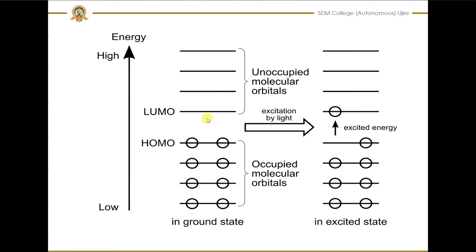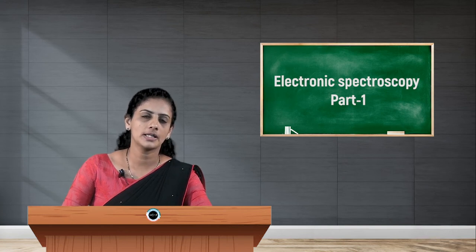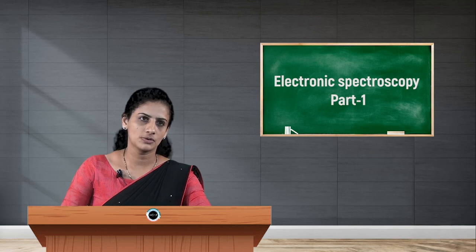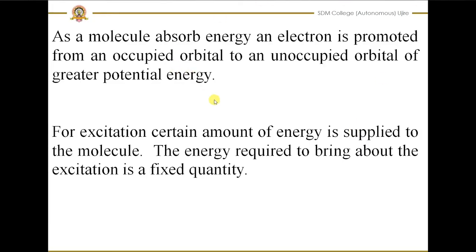Once the molecule absorbs the radiation, the electron is present in the higher energy level. Here we can see there are different energy levels in the ground state as well as in the excited state, so once the molecule absorbs the radiation, the electron in this energy level is excited to the higher energy level, the lowest energy level of the excited state. So it is called a transition of an electron from the highest occupied molecular orbital to the lowest unoccupied molecular orbital. Highest or lowest in terms of energy levels, not in terms of the number of electrons present. For this excitation, a certain amount of energy is supplied to the molecule, and the energy required for the transition is a fixed quantity.